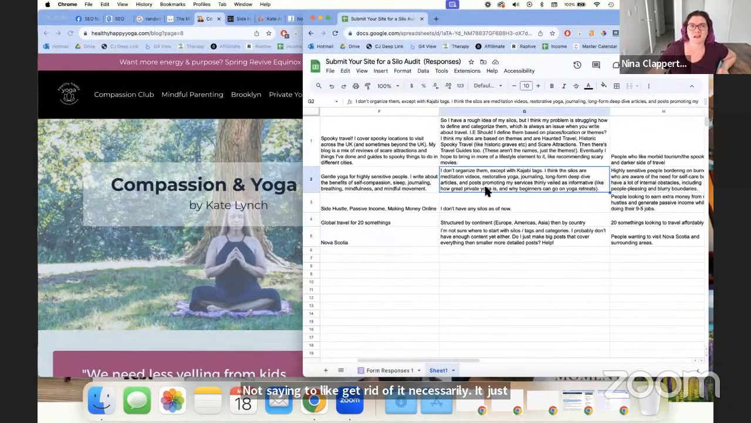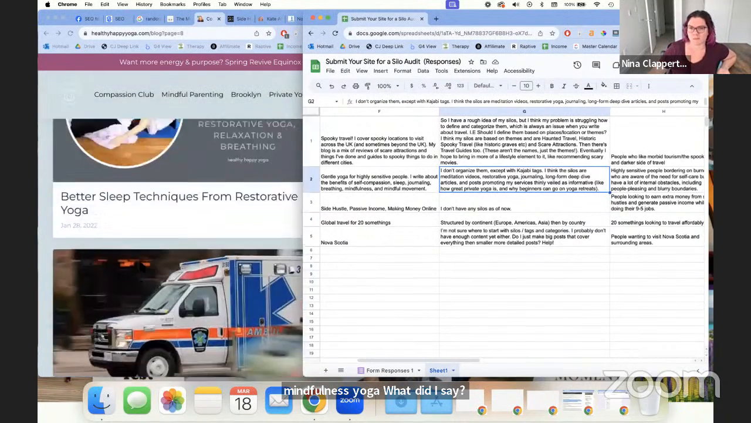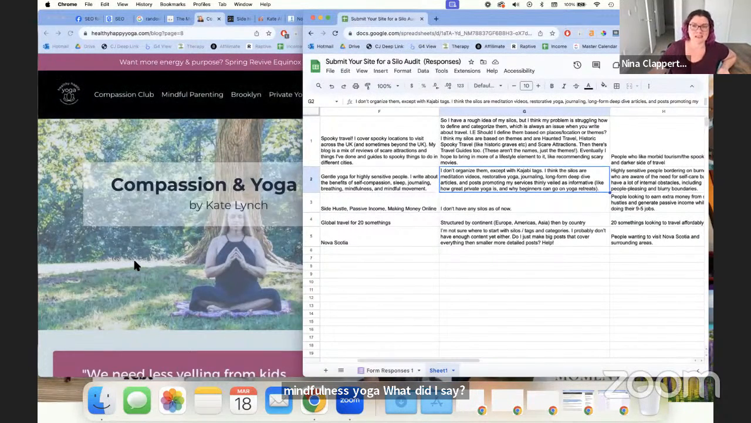Then I would say kind of your four silos, which is a fair amount, to be honest. I don't typically have that many, unless they're destinations, but I would say mindfulness, yoga, what did I say? Burnout, and then mindful parenting. I would even just call it parenting. I think those would then be your four, and then you just categorize the stuff inside of that.